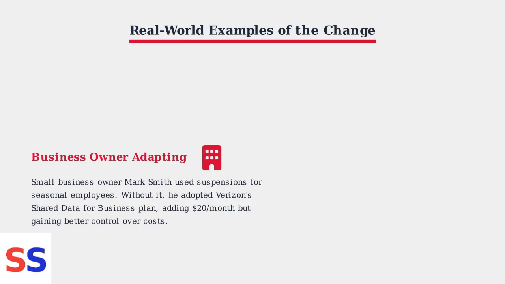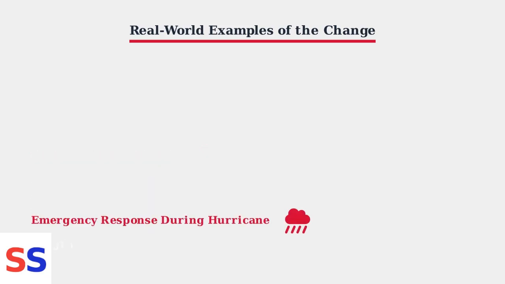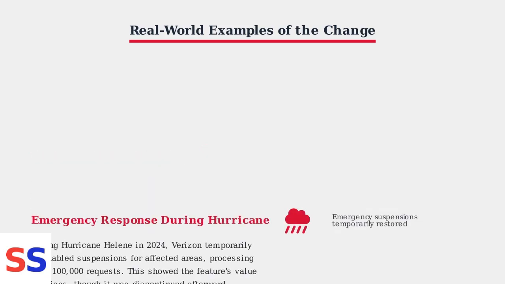Mark Smith, who used suspensions for seasonal staff, switched to Verizon's Shared Data for Business plan. While it cost an extra $20 monthly, it provided better ongoing cost management. In emergencies like Hurricane Helene in 2024, Verizon temporarily restored suspensions for disaster relief, handling more than 100,000 requests. This highlighted the feature's importance during crises, even as it remains unavailable otherwise.